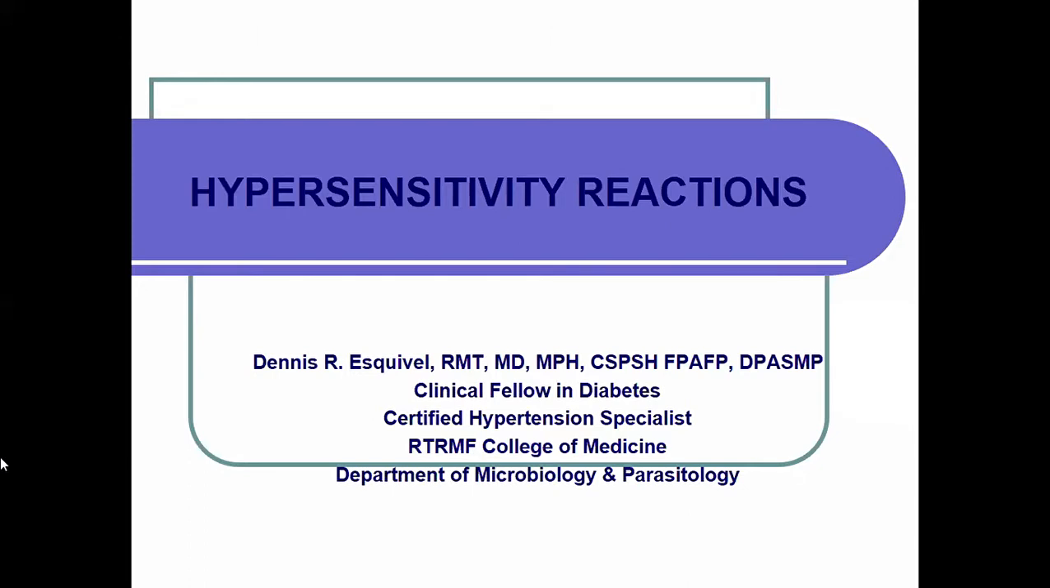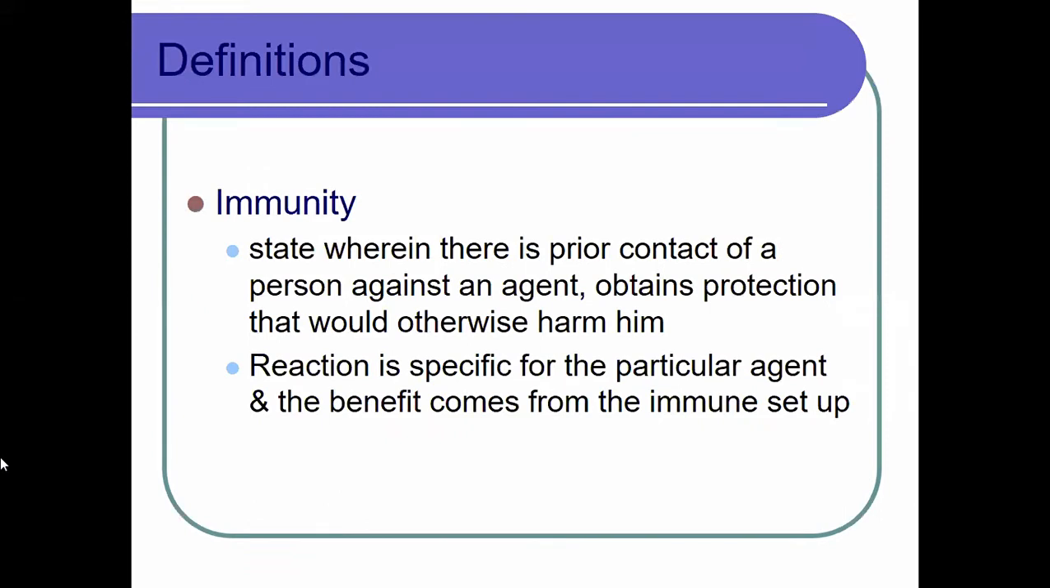Okay. Hypersensitivity reaction, the last topic. So, before we discuss different hypersensitivity reactions, we have to define first the following terms. Immunity refers to a state wherein there is prior contact of a person against an antigen and he obtains protection that would otherwise harm him. So the reaction is said to be specific for the particular agent and the benefit comes from the immune setup.